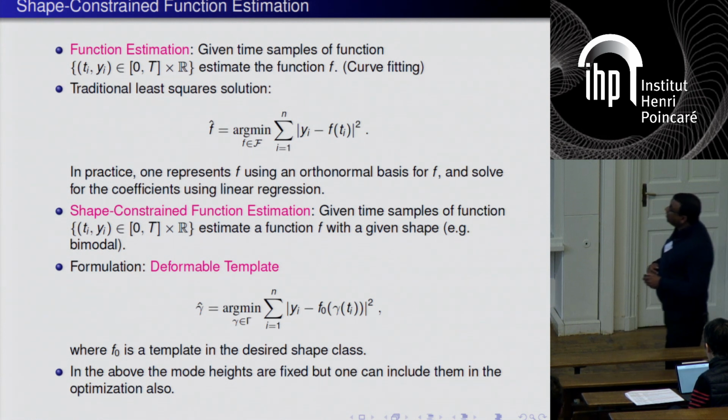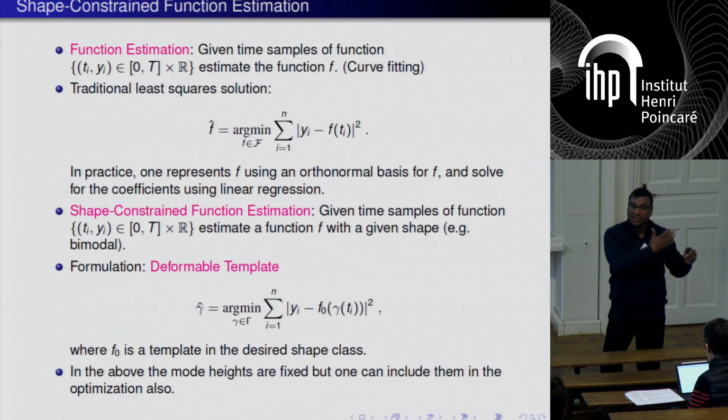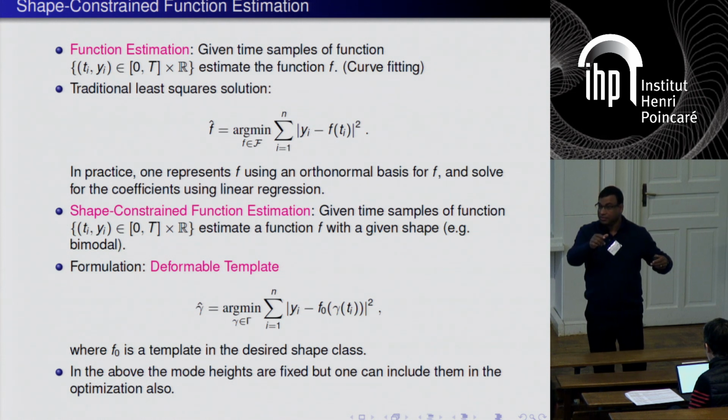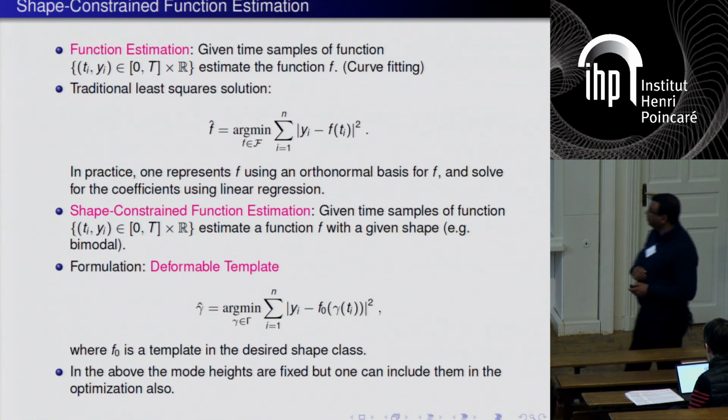Now, suppose I tell you that I know about the shape of this function. So suppose for electricity profiles, we have studied profiles of households, and we know their shapes look like something. And now I get a new data set, and I want to enforce that shape constraint on the new data set. As a simple example, I want to say, here is a data set, fit a curve in a least squares sense, but make sure it's bimodal. Okay? So that's the kind of problem.